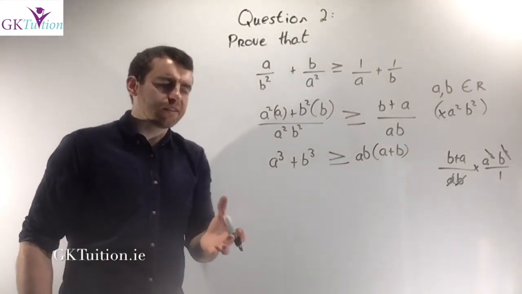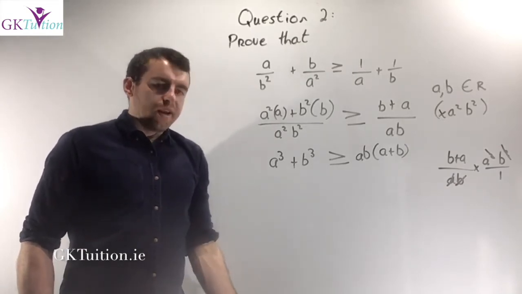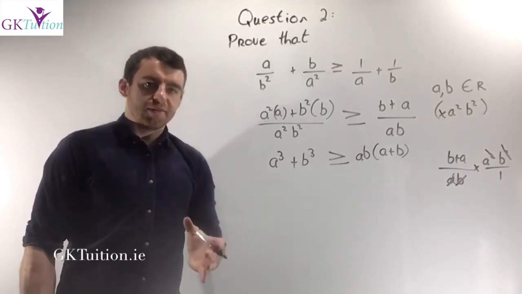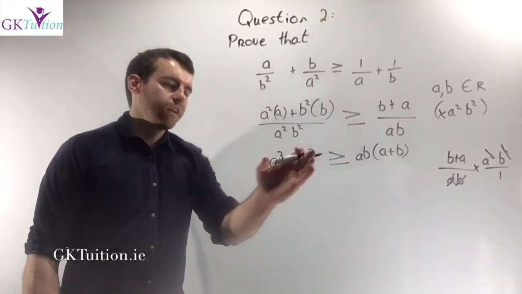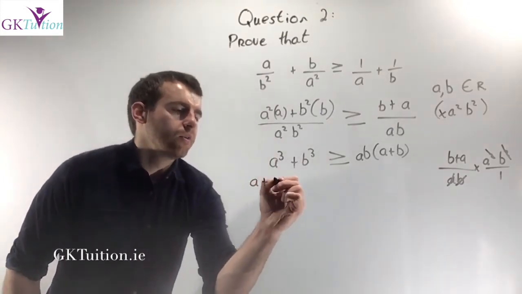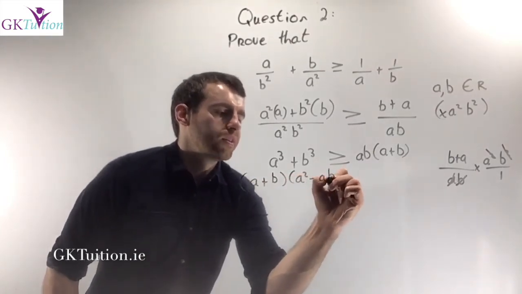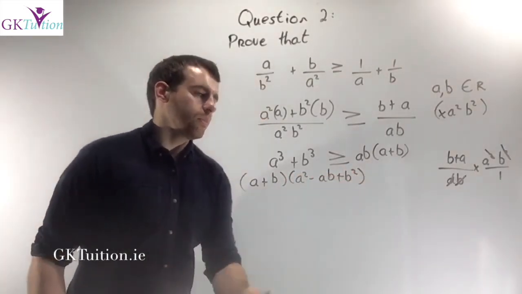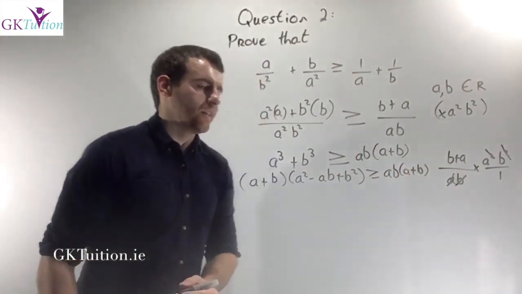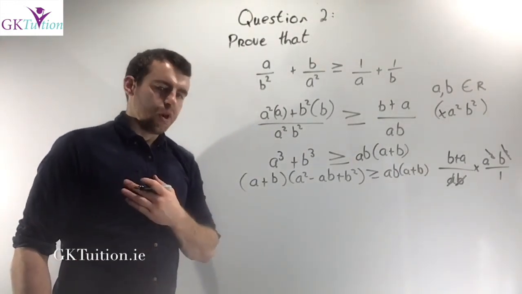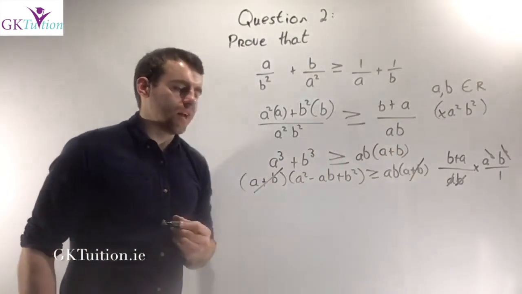This is progress because I've eliminated my fractions. Now there's nothing I can really do with the right hand side, but I do recognise that on the left hand side I have the sum of two cubes. I can factorise the sum of two cubes. I know that a cubed plus b cubed is the same as a plus b times a squared minus ab plus b squared. And the right hand side I'll leave it exactly as it is for the moment. Hopefully you'll recognise this from something we did in example 2. What I want to do next is divide both sides by a plus b, or in other words just cancel them out.